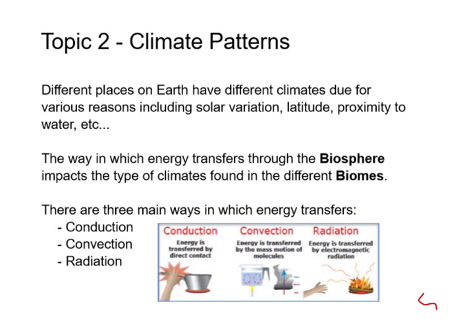Different places on Earth have different climates, and we know there are some reasons why. For example, solar variation, latitude, and proximity to water. This is a reminder of what we talked about yesterday: energy has the ability to transfer through the biosphere. So quick review, what the heck is a biosphere? It's the fact that we live on a sphere called Earth, and there's life on this Earth. Ta-da! But there are different parts of the biosphere.